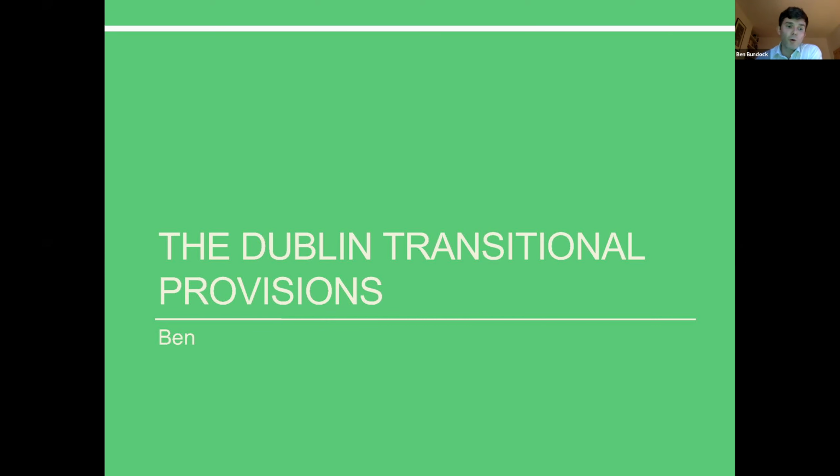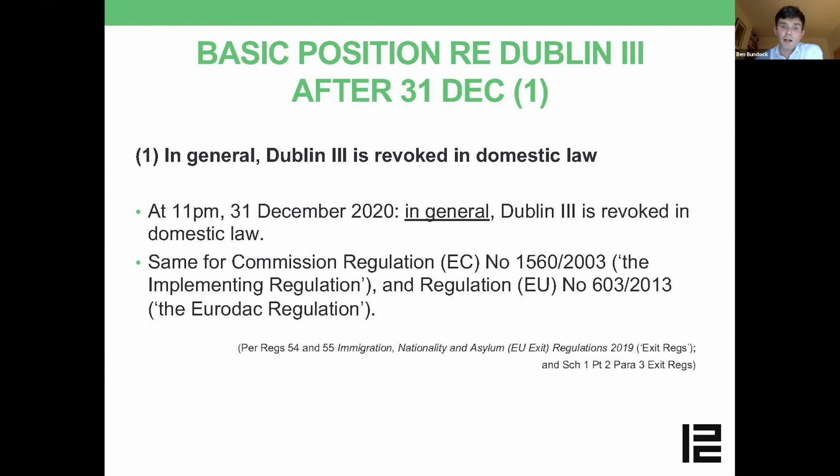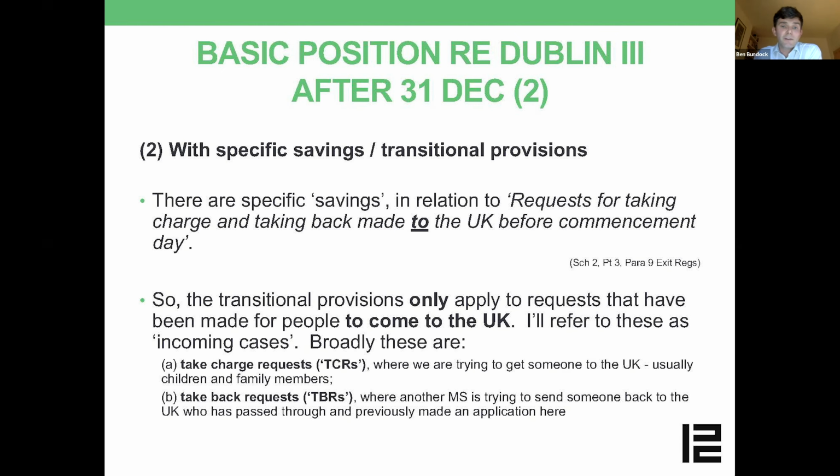And so then on to what has been brought into law, the transitional provisions within what I'll refer to as the exit regs. I know that there are a lot of exit regs, but for today's purposes, that's the shorthand I'll use. So the general position is that Dublin 3 is revoked in domestic law, along with the implementing regulation and the Eurodac regulation, which Harriet referred to earlier. That is with specific savings and transitional provisions, but as Harriet has already said, only in relation to take charge requests made to the UK. So there are no transitional provisions relating to removals.